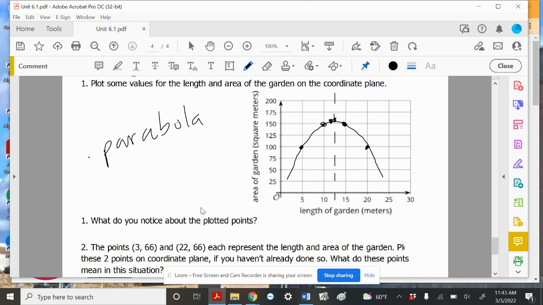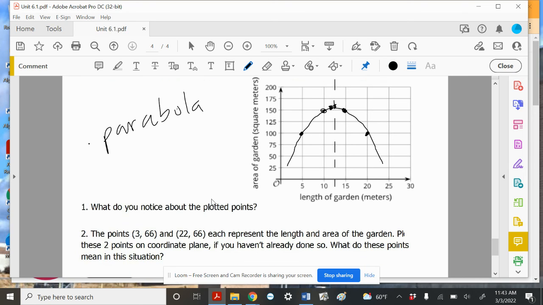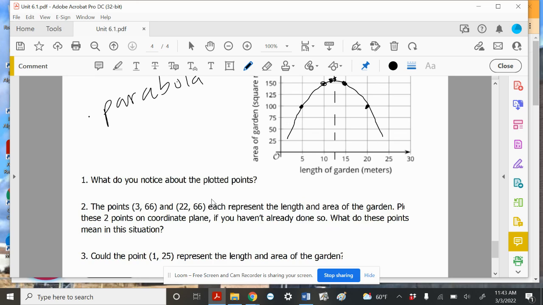So what do you notice about the plotted points? They create this curve. The points in this one right here, they do 3 and 66. So when it's 3, it's 66. When it's 22, it's also 66. And notice those are points that are symmetrical. They're right across from each other, so they're the same type of points. That's what's happening with the symmetry.